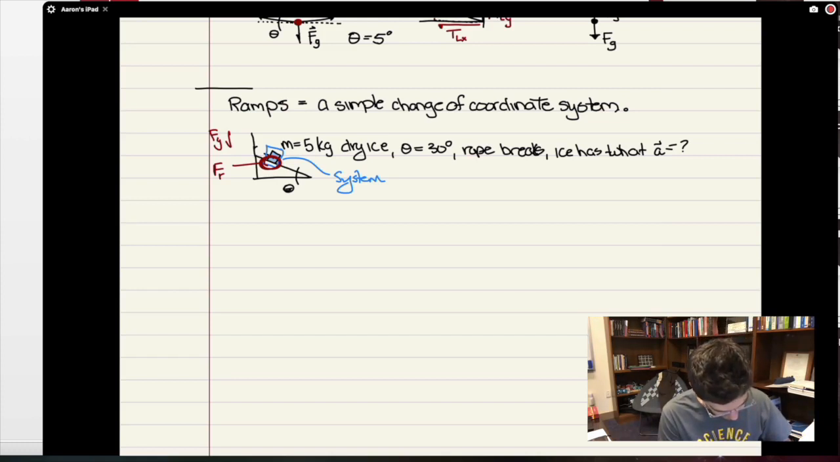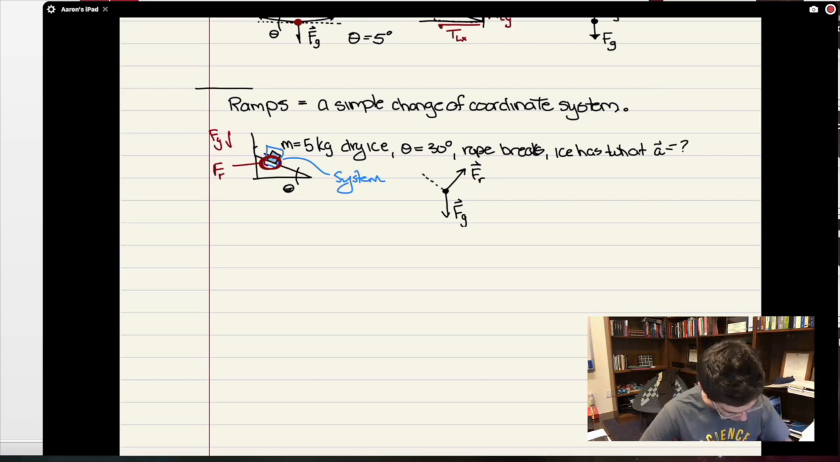So my free body diagram might look like this. There's a force pointing downward. That's the force due to gravity. And then it is touching the surface of the ramp, so I would imagine there is a force that is pointing perpendicular to the surface. I'm calling this F ramp.